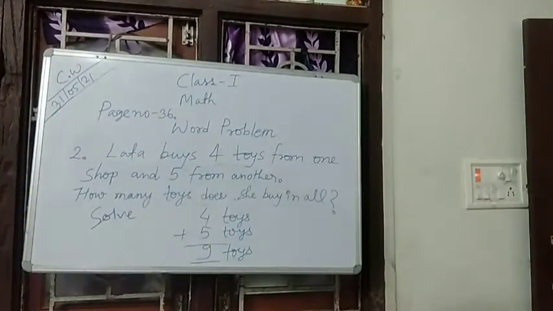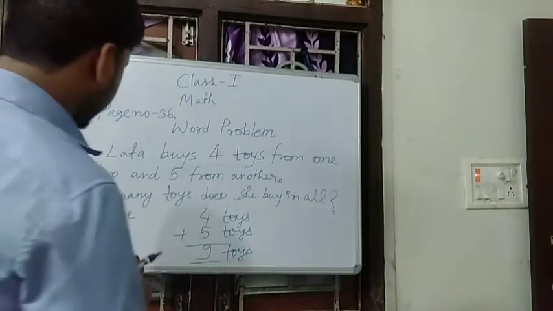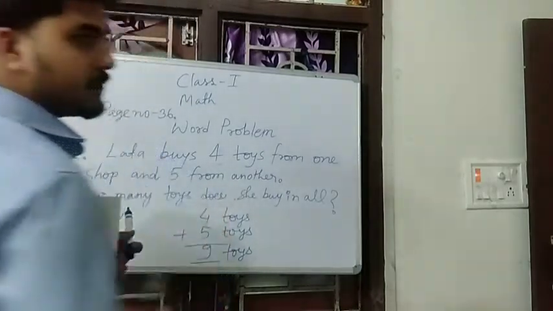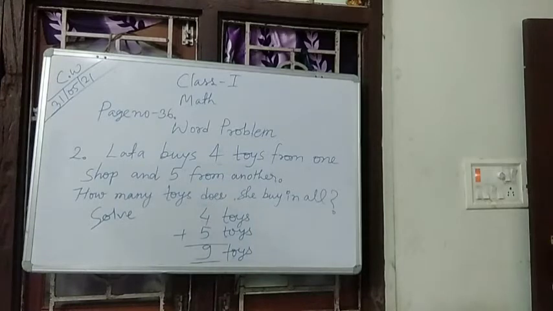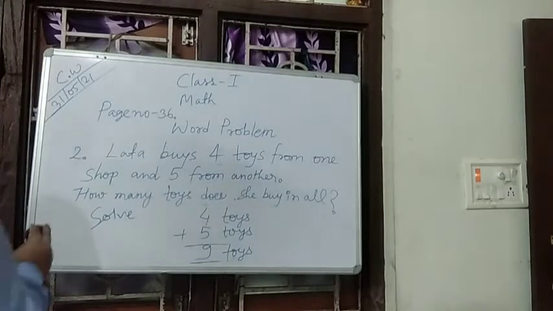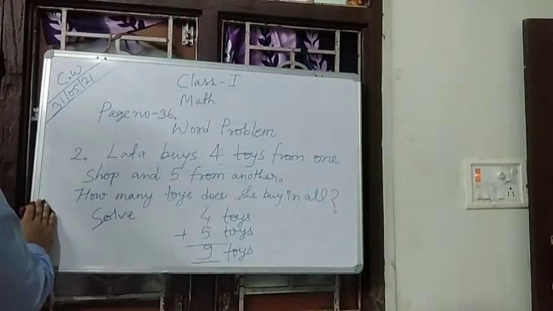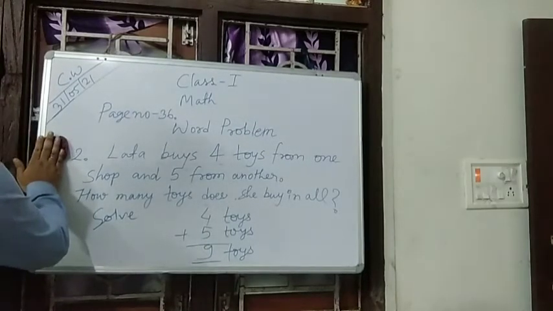We can say it another way: there are 9 toys in all. She buys 9 toys in all. Okay, any doubt? Can I read the board?